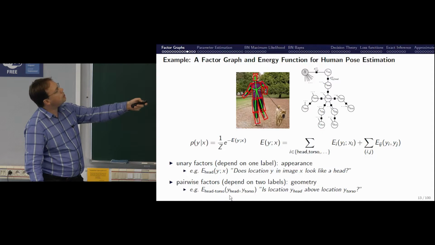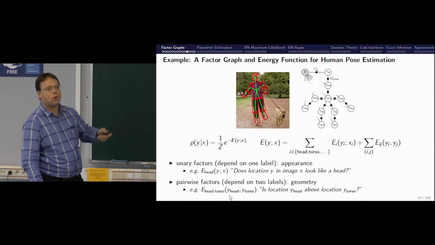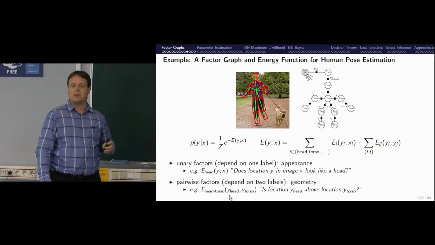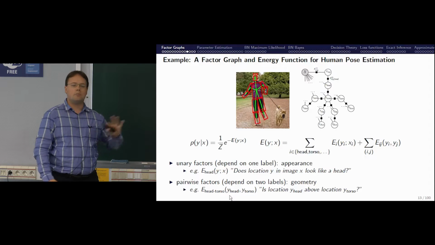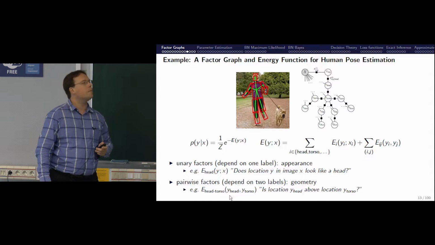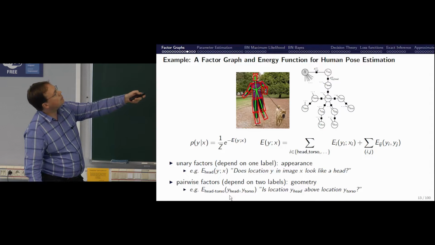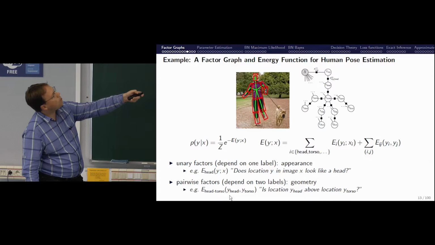It models a conditional distribution, so we have the x here as a shaded node, and you can basically forget that it's a random variable. You just think of it as some input to my functions. And then you have two types of factors. Some factors which connect an unknown location of an object part, here of the head, with the input image, and some which connect the locations of two body parts to each other.